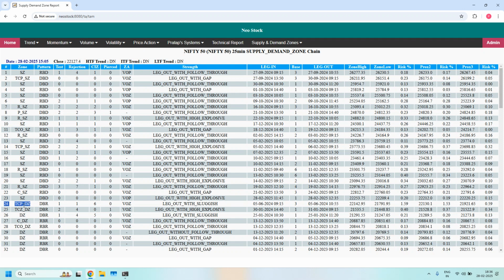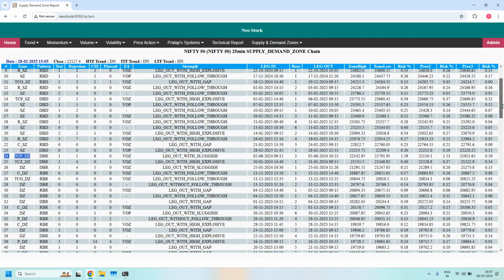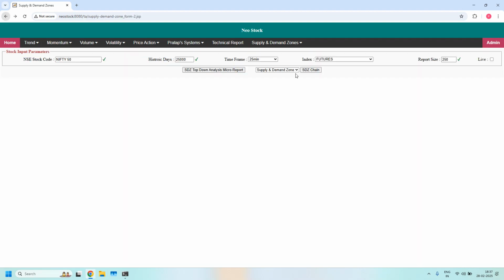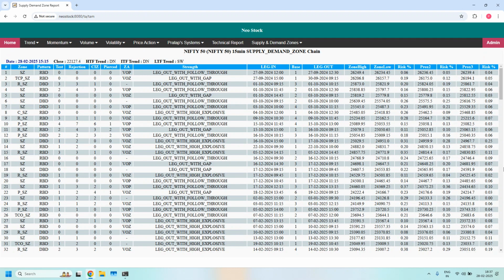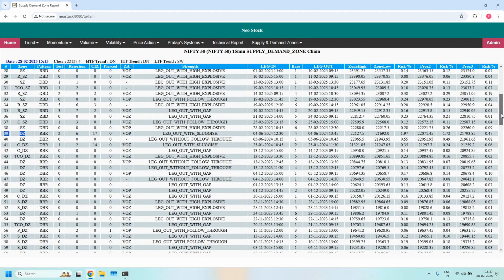Twenty-fourth is the nearest demand zone to the current closing price. Let me put it in the center. Okay, next, 15-minute supply demand zone chain for Nifty. All these are supply zones. Let me scroll the list down. 39 is the nearest demand zone to the current closing price.